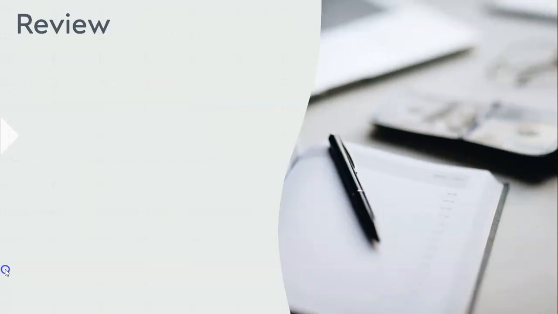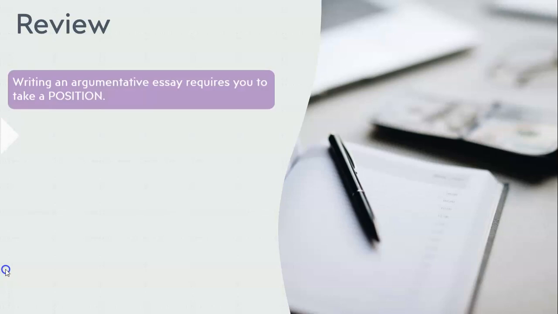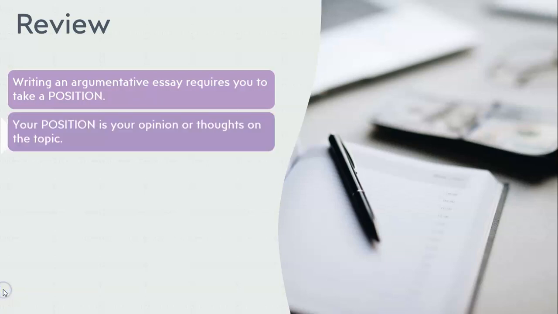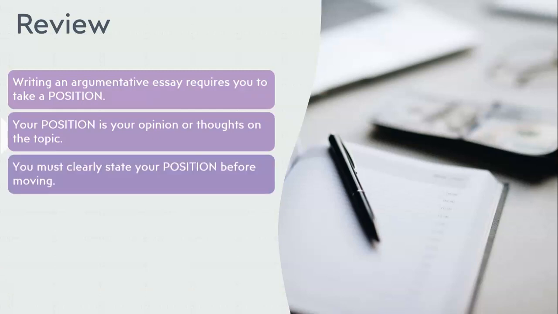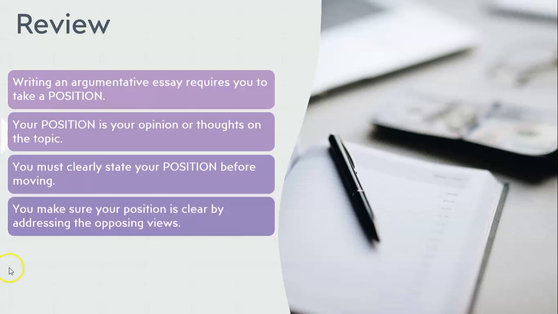All right, guys. Fast lesson today. Let's quickly review. Writing an argumentative essay requires you to take a position. And in the 4th grade, we're going to leave that position up to you. But in higher grades, they might actually tell you which position you have to write for. But writing an argumentative essay requires you to take a position. Your position is your opinion or thoughts on the topic. You must clearly state your position before moving on.